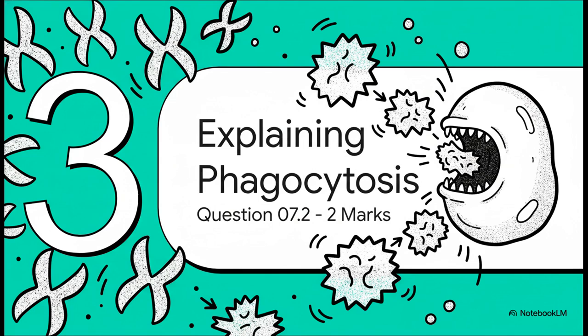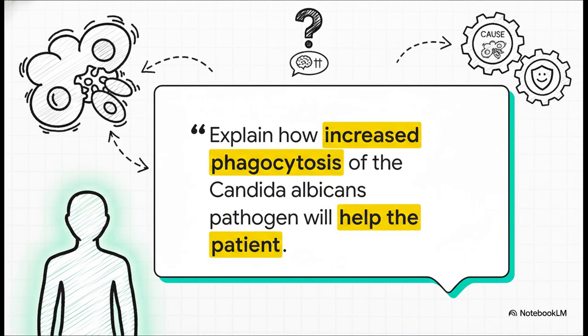Okay, next up, the question is shifting gears now. We're moving from just finding the pathogen with MABs to actually treating an infection inside the body. It's asking us to explain what happens. Did you notice that? The command word changed. It's now explain. That's your signal to connect the dots. You need to link a cause to an effect. It's not enough to just say what's happening. You have to explain why it helps the patient to get both marks.